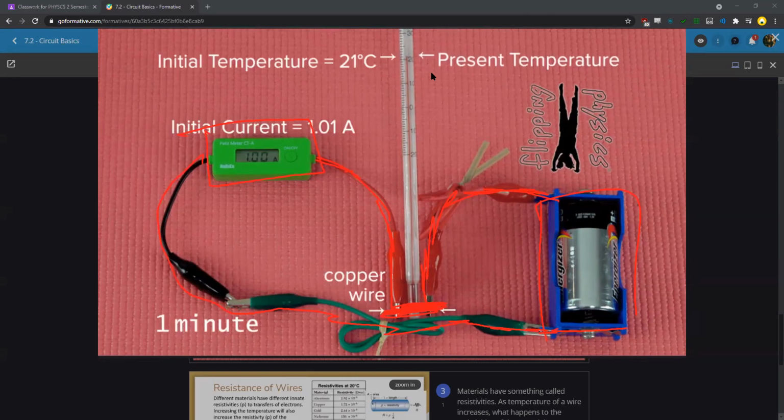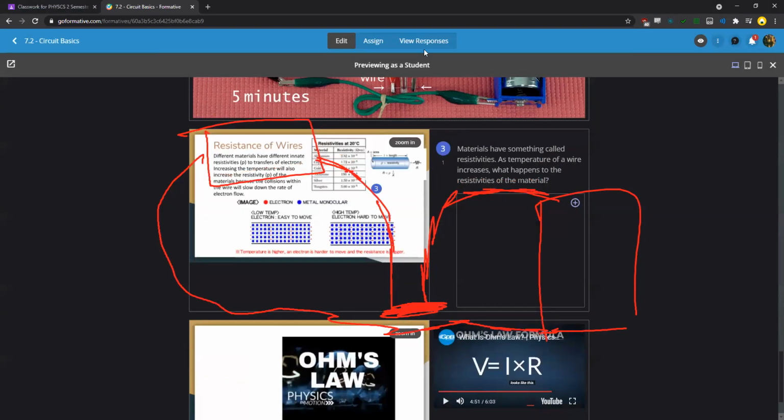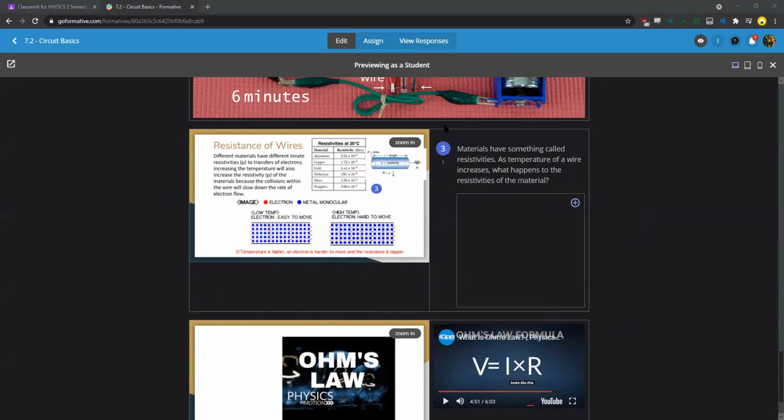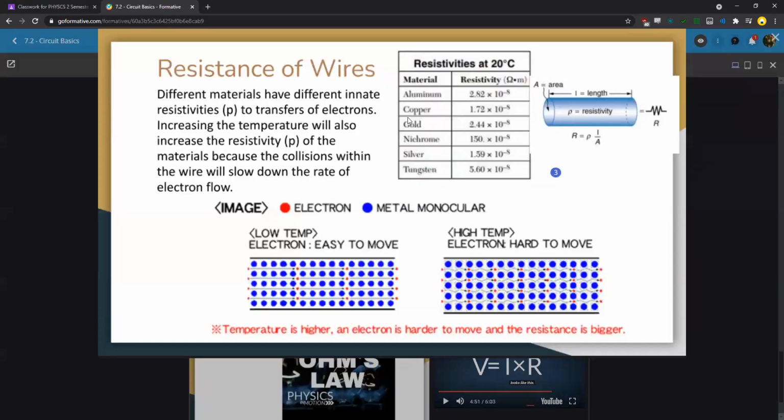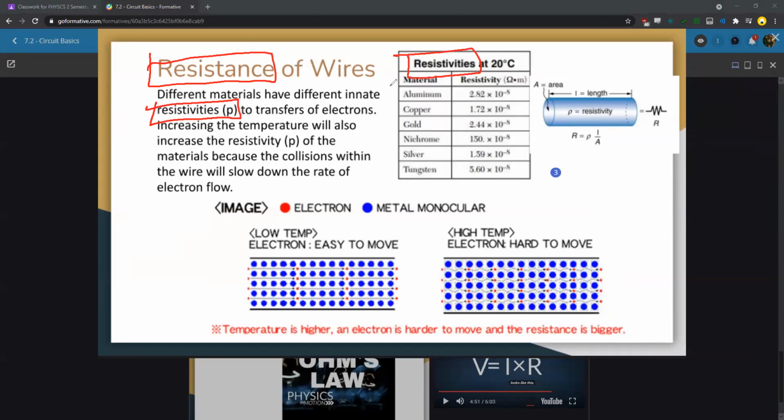Yes, is number 3. All right. Also, something about number 3 before you answer it: there are 2 things here. There's something called resistance, and there's something else called resistivity. These are 2 separate things.